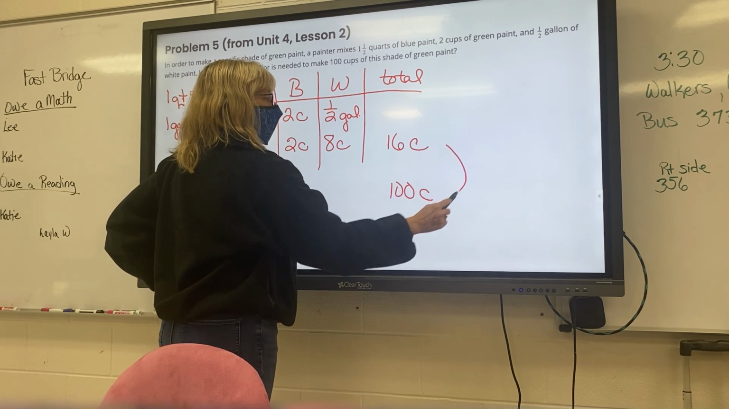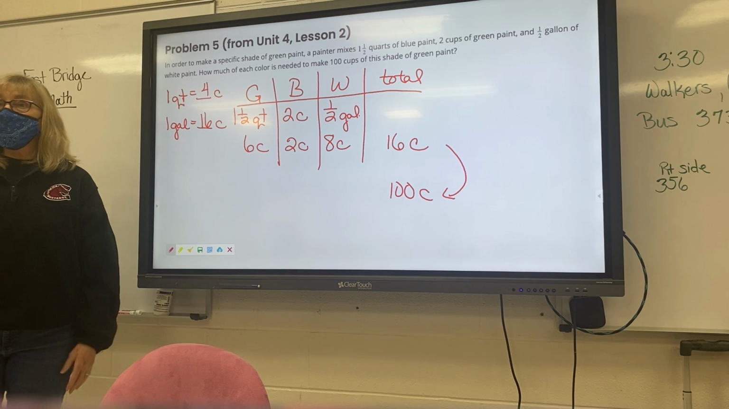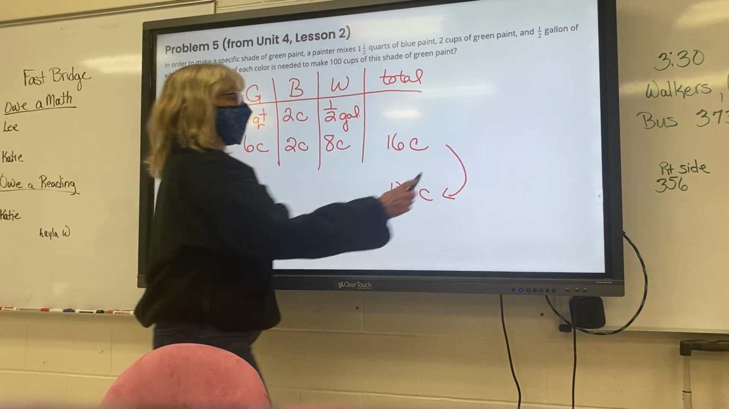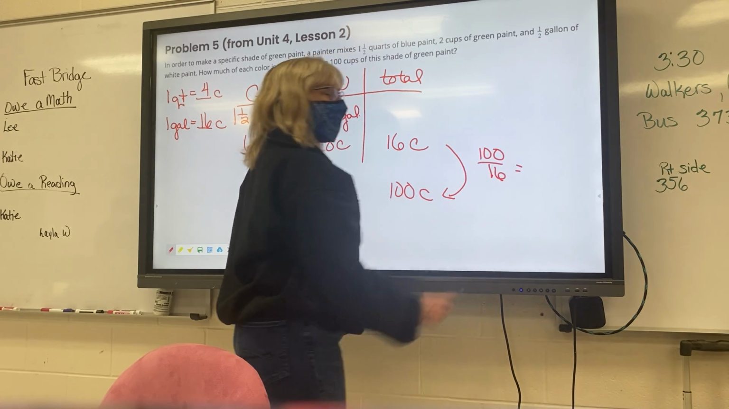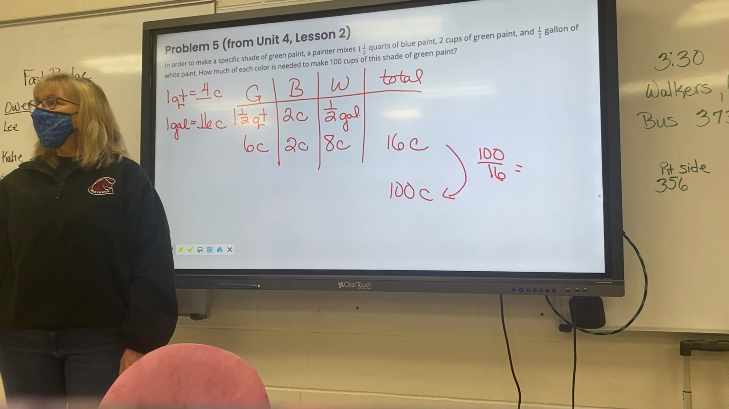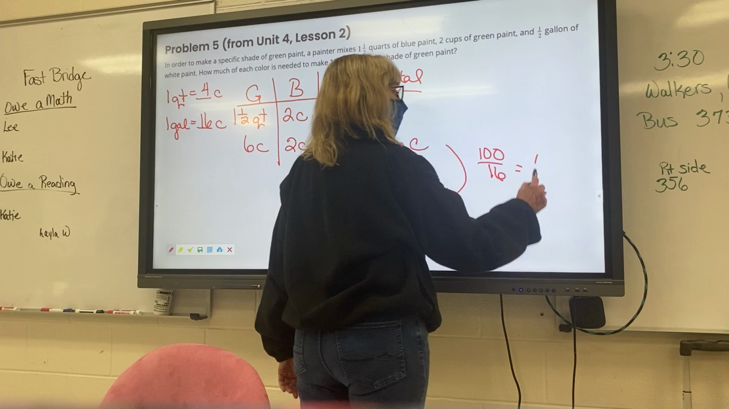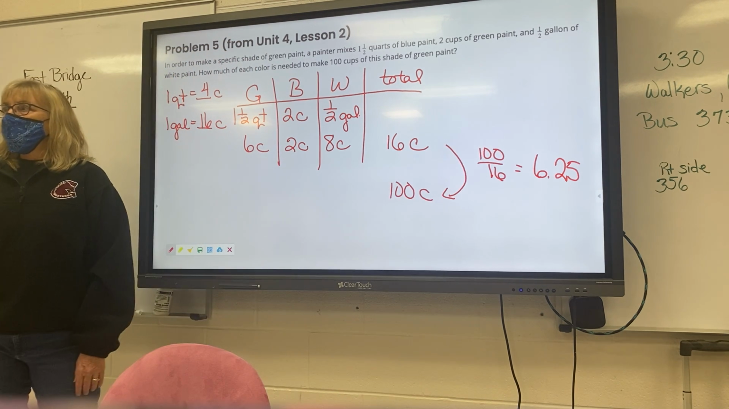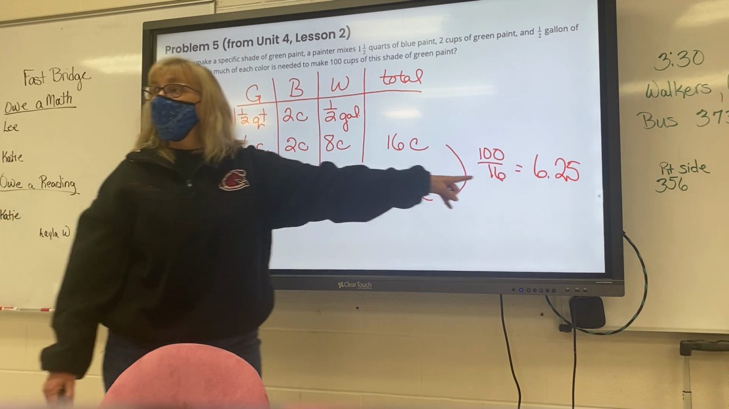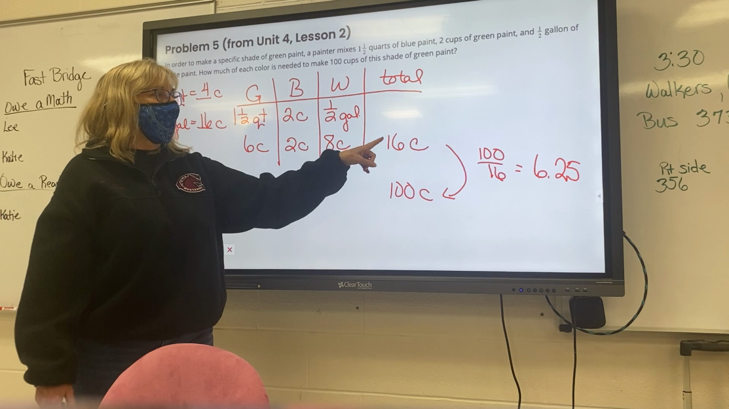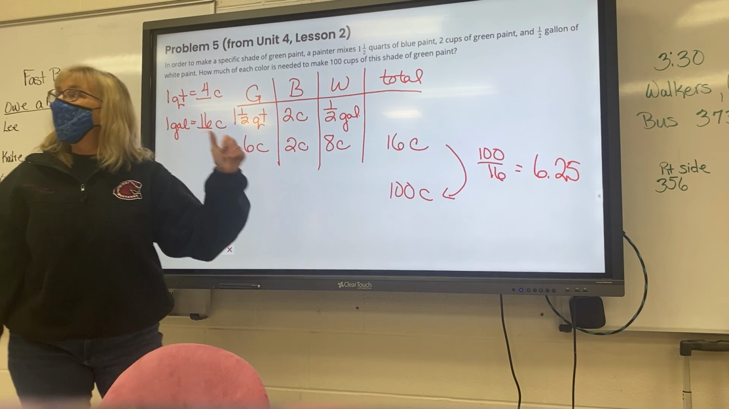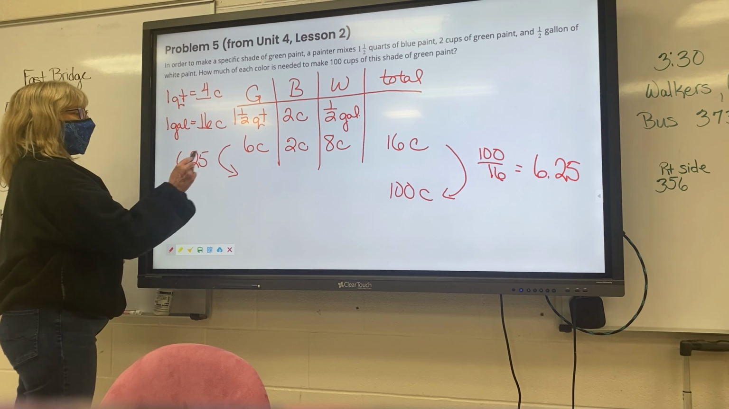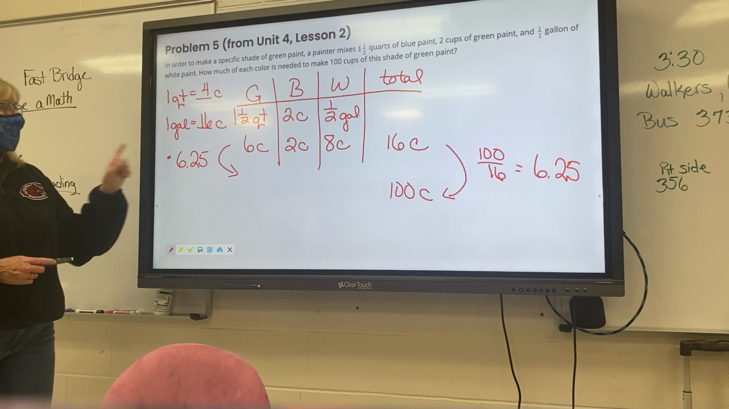8 and 2 is 10 + 6 is 16 cups. Now I need to know, what am I going to multiply 16 by to get to 100? So take 100 divided by 16. What does that equal? 6.25. Okay. Let's check it and make sure. Take 16 and multiply it by 6.25. Does that give us 100? Okay, so our multiplier is 6.25. We want 6.25 times more of each color to make it the same shade. So we're going to multiply each one of these by 6.25. So take out your calculators, multiply 6 times 6.25.